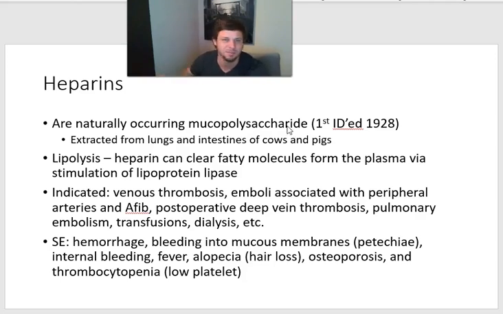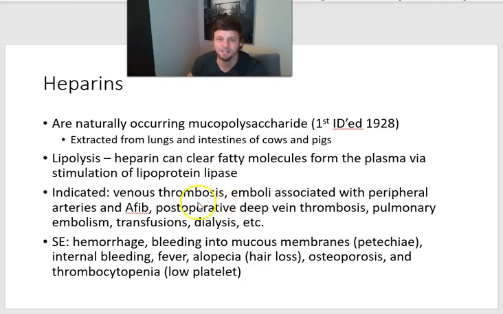And use them a little bit different, and if you go to pharmacy school, you'll learn more about that. We're just not going to cover it here. The full weight heparins are able to do lipolysis on top of their anticoagulatory abilities, and so they're able to clear fatty molecules from the plasma because they stimulate this lipoprotein lipase.